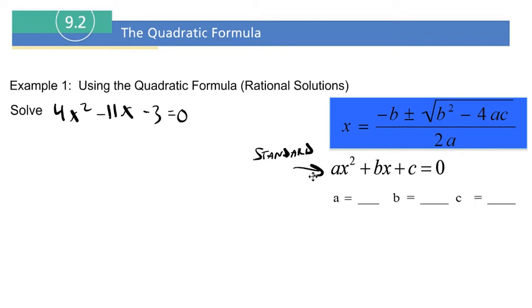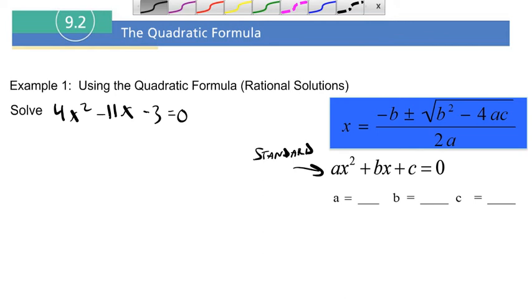And standard form means that the x squared, the bx, and the c term are all on the same side, and it's equal to 0. That's what standard form means. Okay, so as you can see in this example, it's in standard form. The x squared, the x, and the c term, they're all on the same side and it equals 0.